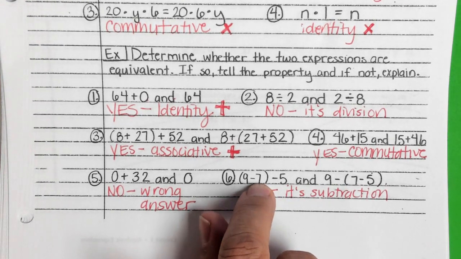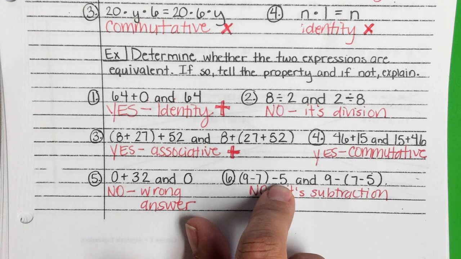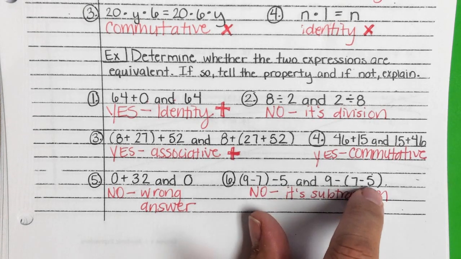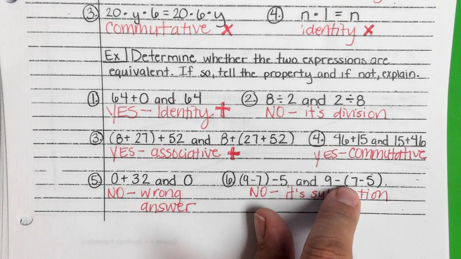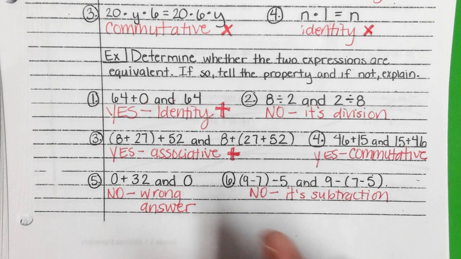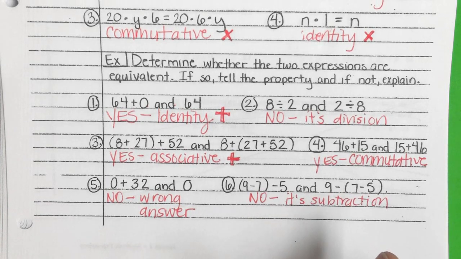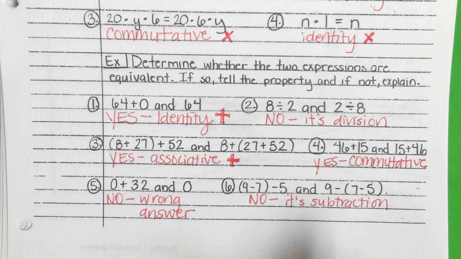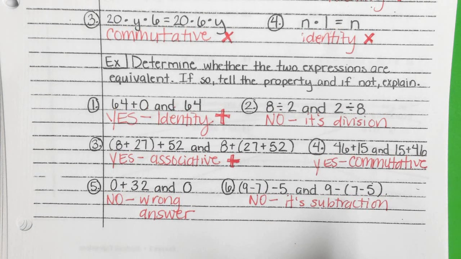If I had 9 minus 7, what would I get? 2 minus 5 would be negative 3. If I did 7 minus 5, 2. 9 minus 2 gives me 7. So you're not going to get the same answer. And that is because you cannot change the grouping on subtraction. There is no associative property of subtraction.